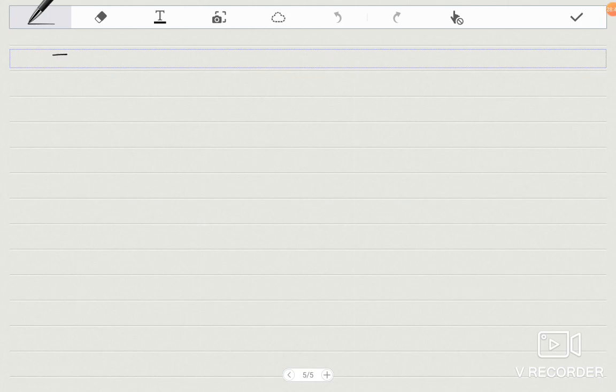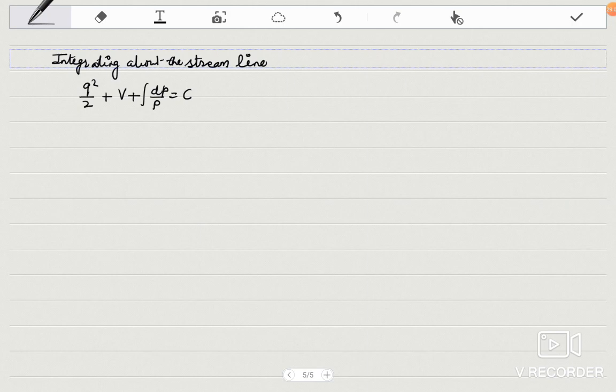Now integrating about the streamline, I'll get q square by 2 plus V plus the integral of dP by rho is equal to the constant of integration.